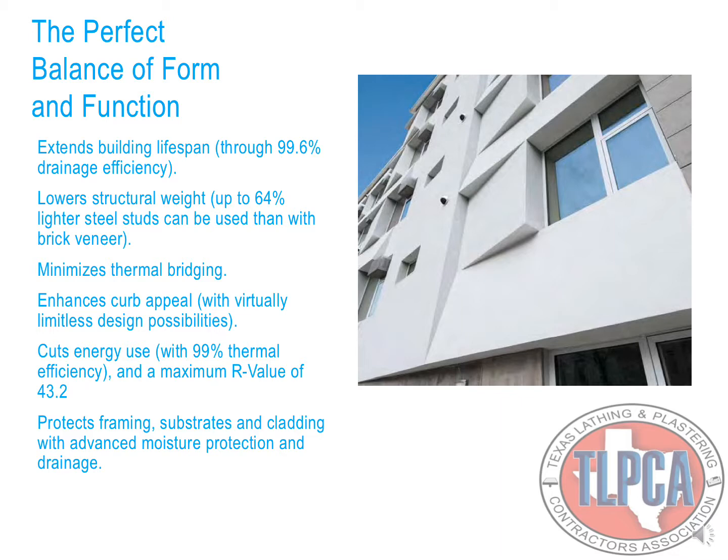It lowers structural weight. Up to 64% lighter steel studs can be used than with brick veneer. EIFS minimizes thermal bridging. It enhances curb appeal with virtually limitless design possibilities. The use of EIFS cuts energy use with 99% thermal efficiency and a maximum R-value of 43.2. It protects framing, substrates, and cladding with advanced moisture protection and drainage.